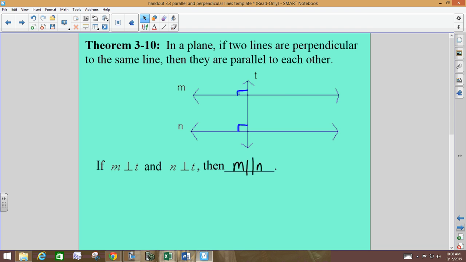Another way you could see that is my two right angles that are marked. How could I classify them as one of these 5 we've been working with? Corresponding. Are they congruent? Yeah. So if corresponding angles are congruent, what's it say about the lines? They're parallel. So that's another way you could see this image. Or if two lines are perpendicular to the same line, they have to be parallel. And that's this last one on the poster. Two lines perpendicular to same line are parallel.